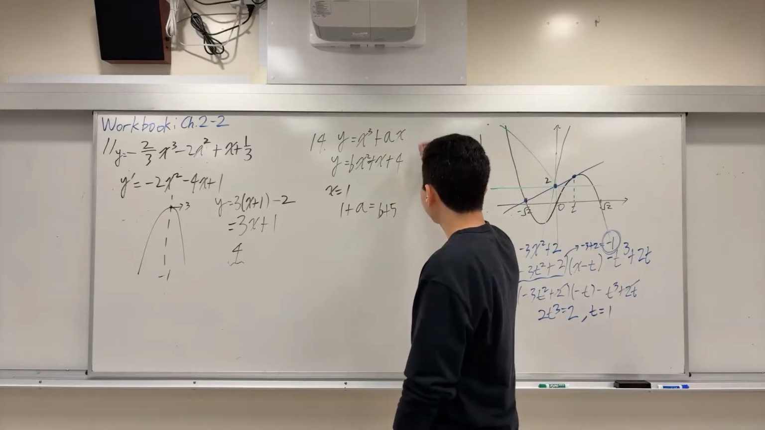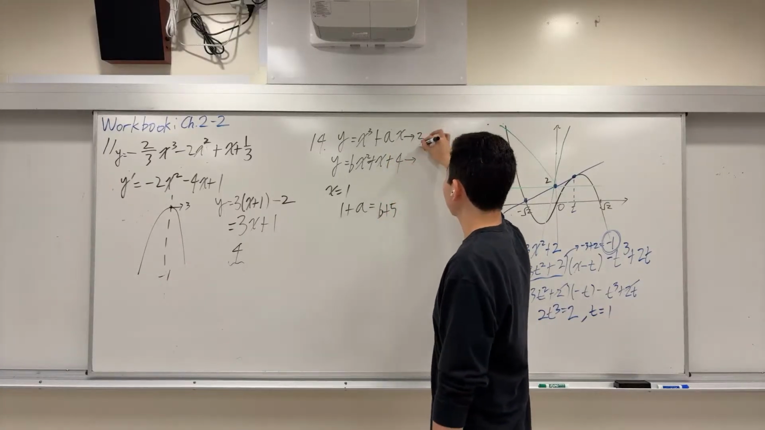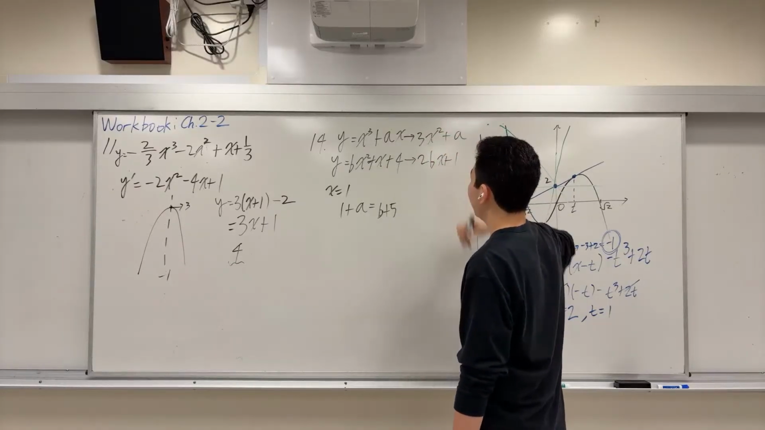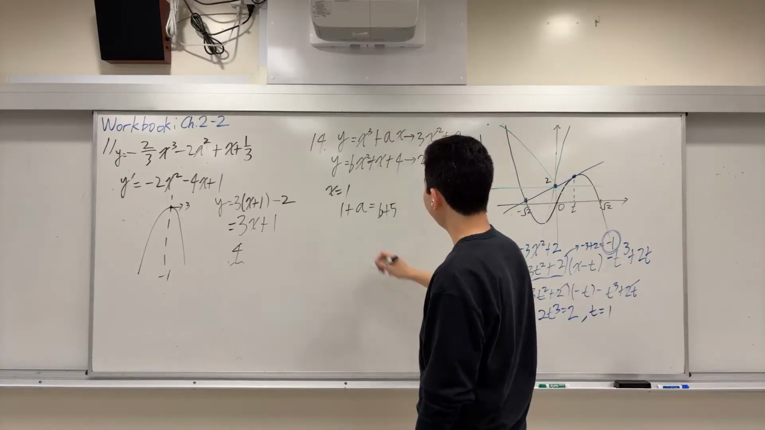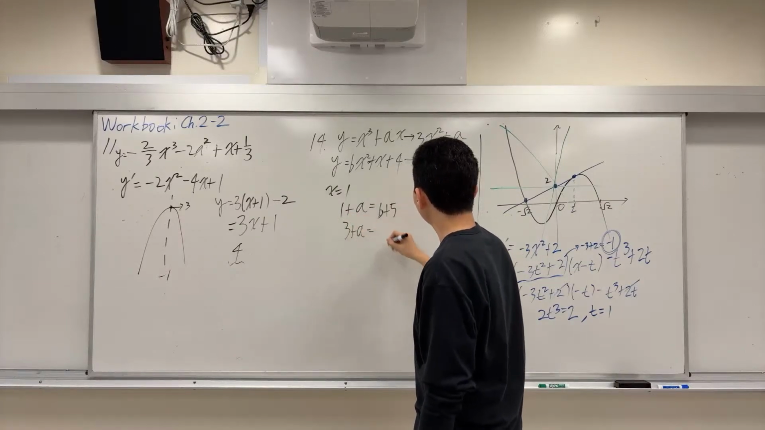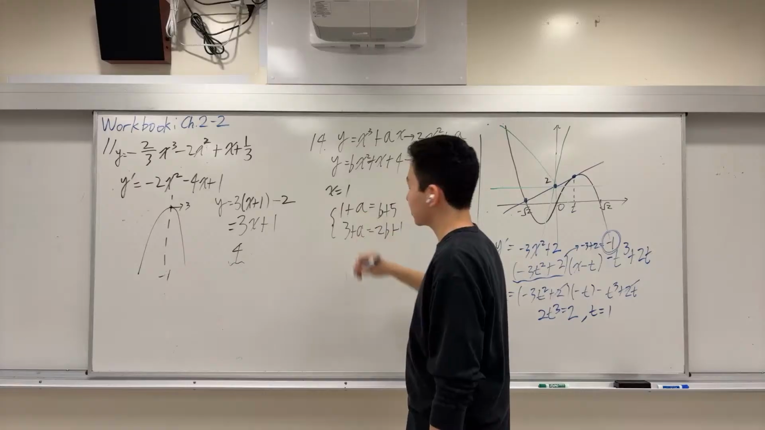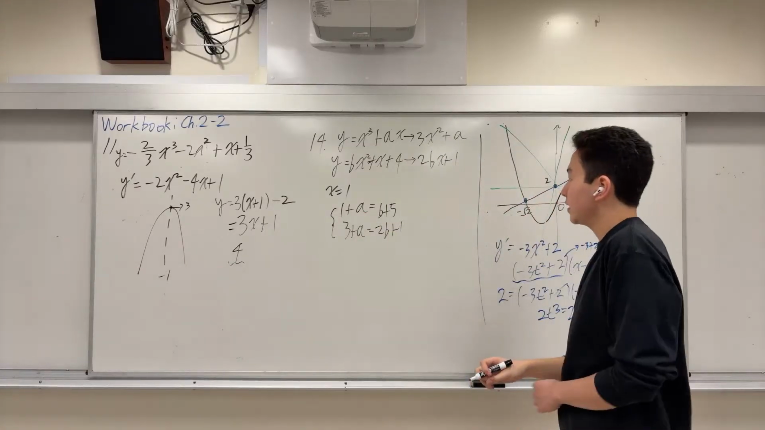Our next equation would be taking the derivatives of each. So this would be 3x squared plus a, and this would be 2bx plus 1. And plug in x equals 1 into both of them. 3 plus a equals 2b plus 1. And that's it. We just need to solve this system of equations.